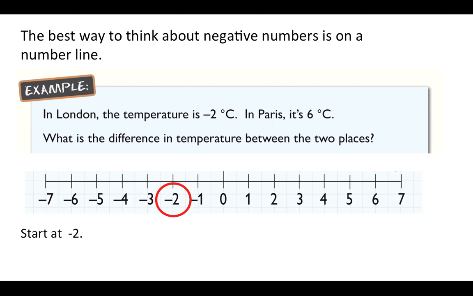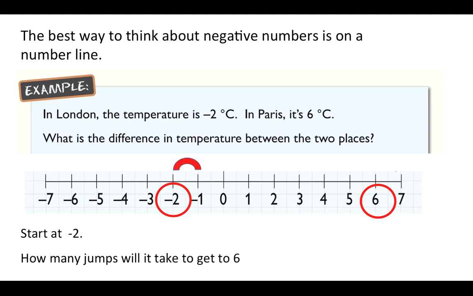So let's find the -2. And there's the 6. How many jumps will it take to get from -2 to 6? And that will show us the difference between the two temperatures. So let's jump and find out. 1, 2, 3, 4, 5, 6, 7, 8.